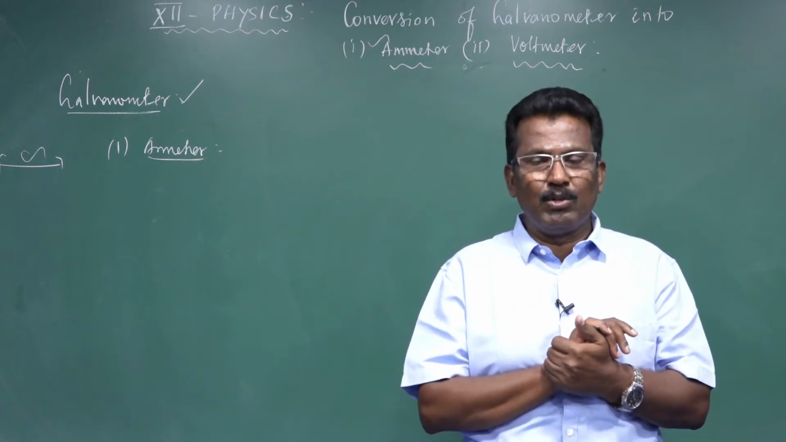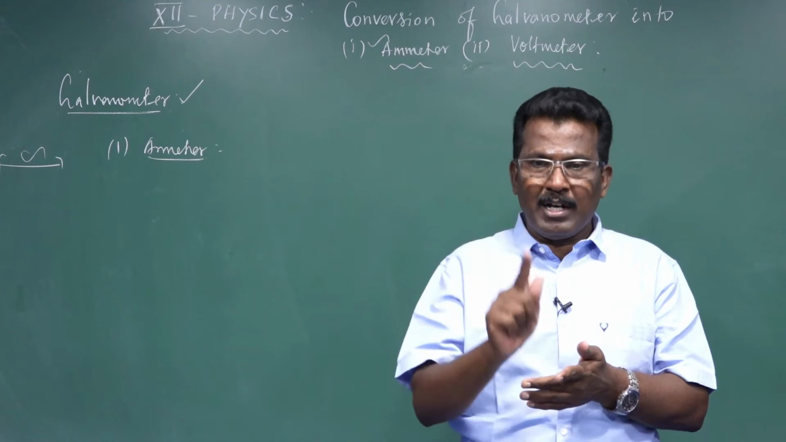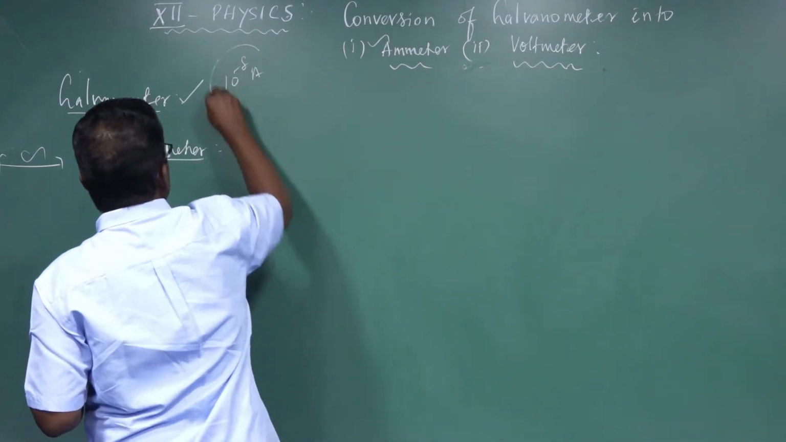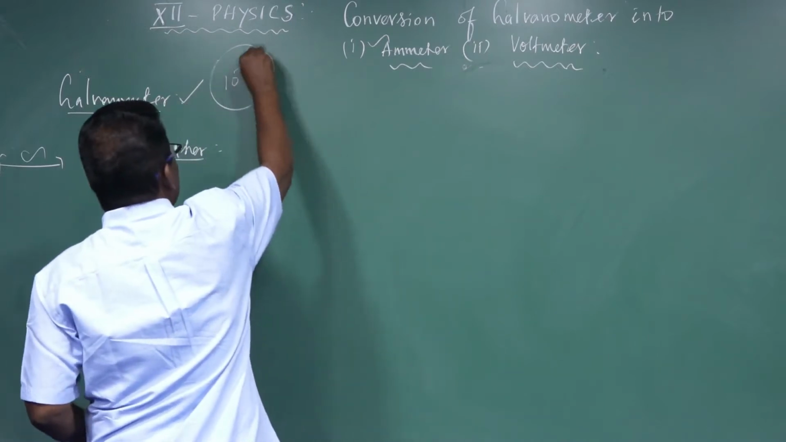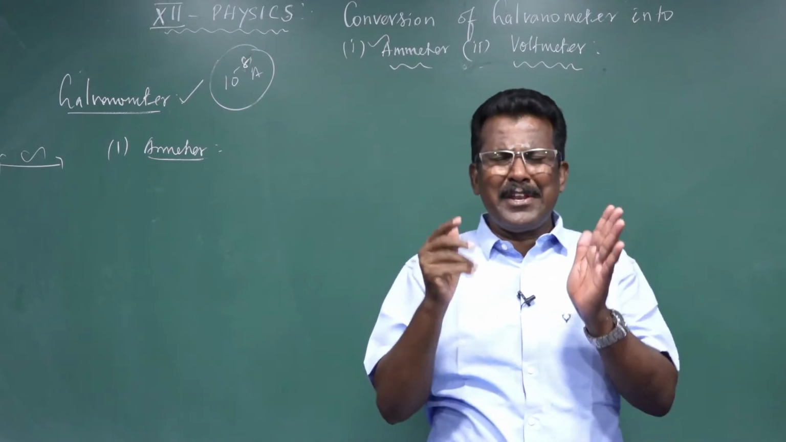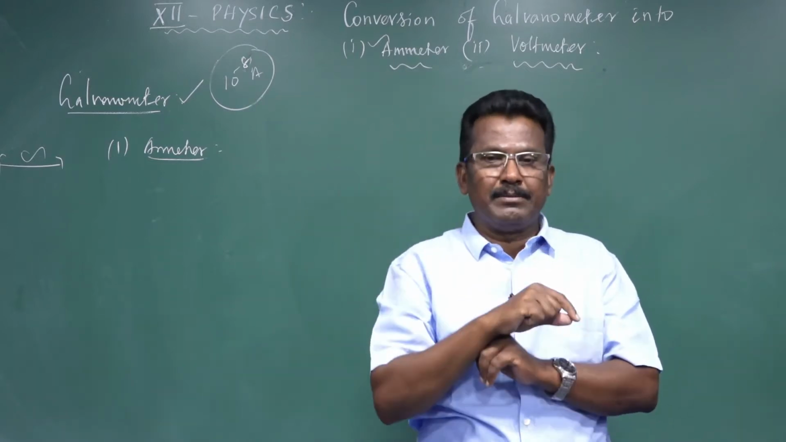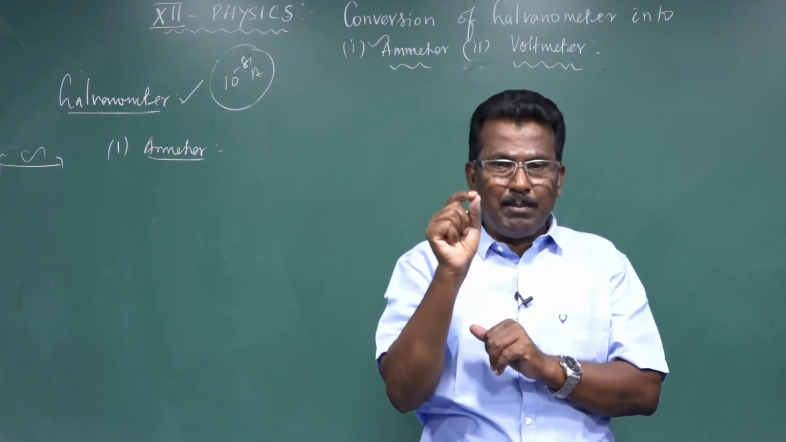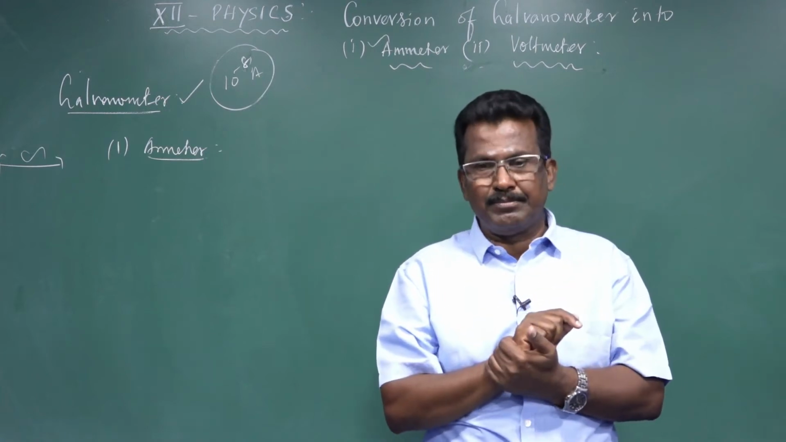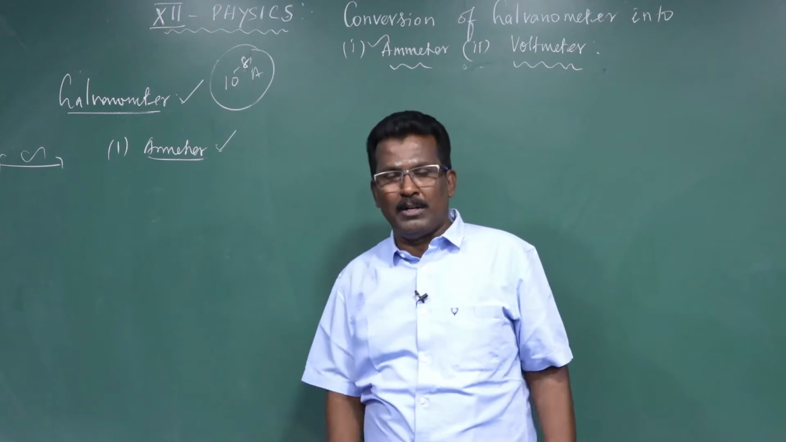From this, we know that the galvanometer is a very sensitive device. By using the moving coil galvanometer, we can measure current up to 10 power minus 8 ampere. Imagine 10 power minus 8, so this is very sensitive. If a small current flows through the circuit, there will be a large deflection in a galvanometer. So we can measure up to 10 power minus 8 ampere by using the moving coil galvanometer.